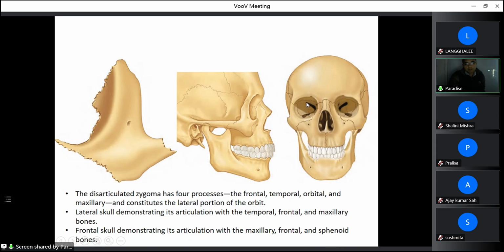visible here. And the most important thing, the zygomatic bone also articulates with the sphenoid bone. The sphenoid bone is present on the lateral wall of the orbit. So the zygomatic bone also articulates with the sphenoid bone. It forms the sphenozygomatic suture.